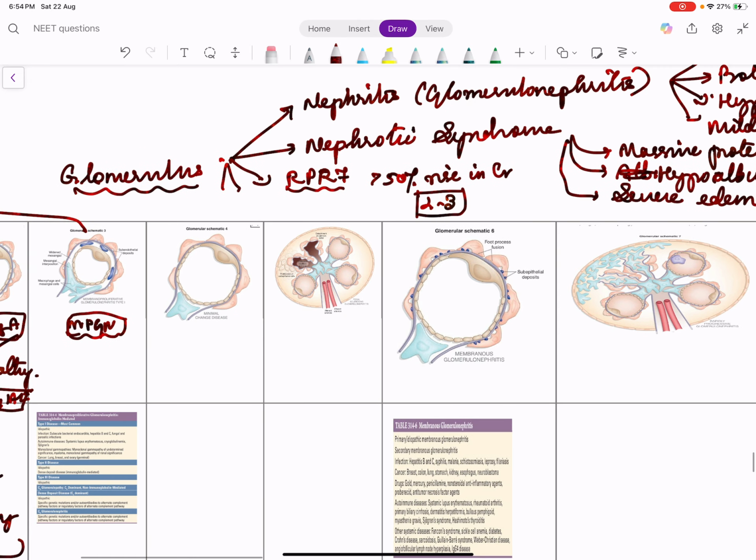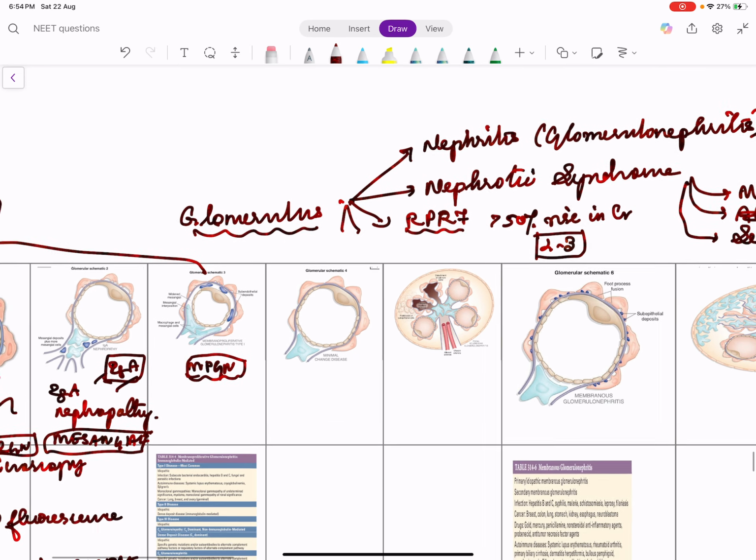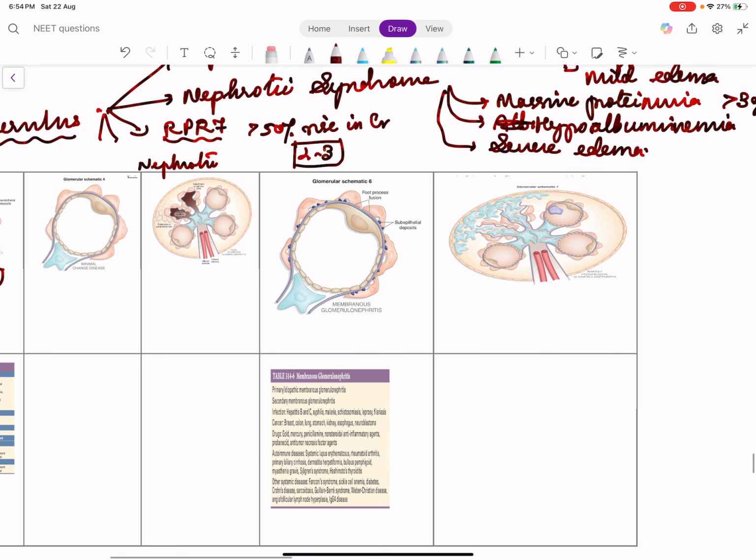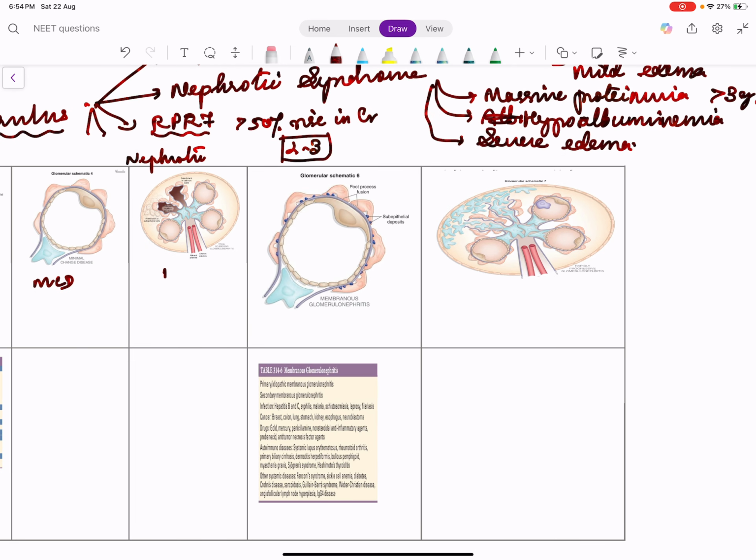Then what about nephrotic syndrome? So likewise, we have three pathological variants of nephrotic syndrome. One is called minimal change disease, MCD. Then we have MN, membranous nephropathy or membranous glomerulonephritis. Then we have FSGS, focal segmental glomerulosclerosis.